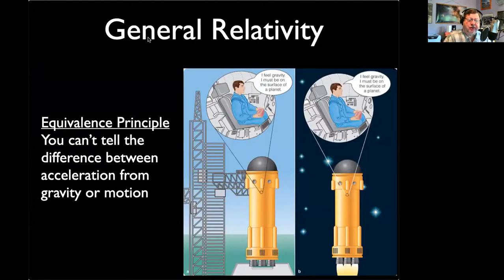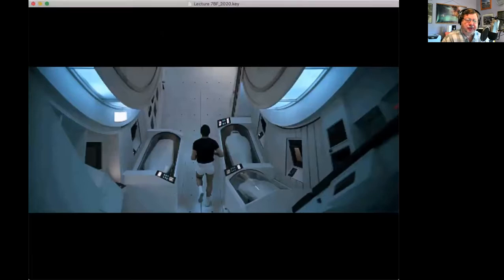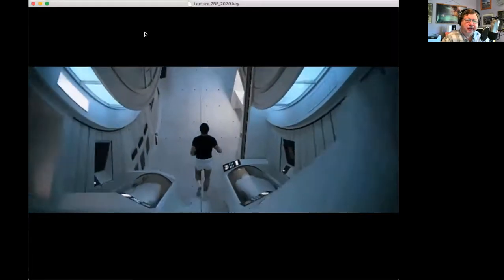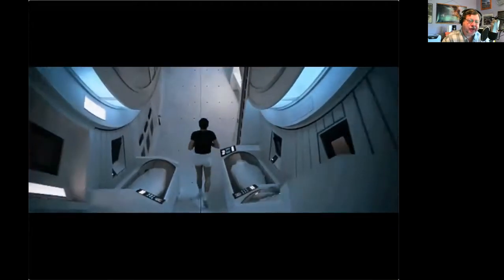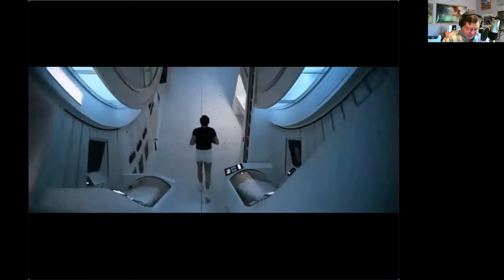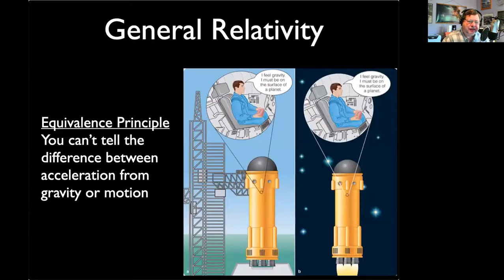Okay, so general relativity is the statement that you cannot tell the difference between acceleration and gravity. And so that's just like what you saw with the motion here, okay? That he is actually being accelerated by this rotating Ferris wheel. There's no gravity in the spaceship, but it feels like there's gravity. And what Einstein said is, it feels like gravity because it is gravity. So gravity and acceleration are one and the same thing, according to Einstein. You can't tell the difference between acceleration from gravity or motion.